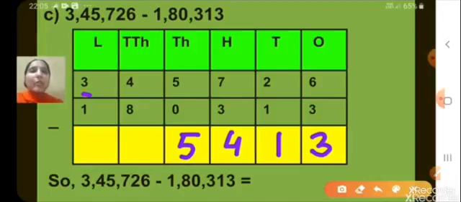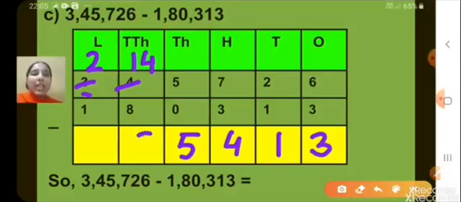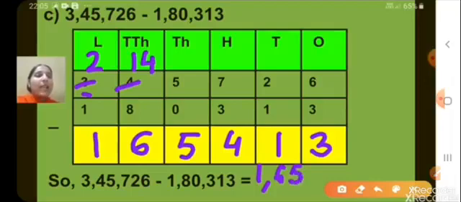So when we'll borrow 1 from 3, 2 will be remaining here, and at the 10,000 place now we have 14. So 14 minus 8, what will we get, children? 6. And 2 minus 1, 1. So what is the answer obtained here? Can you read the difference? Yes, it's 1,65,413. Got it, children? Okay.